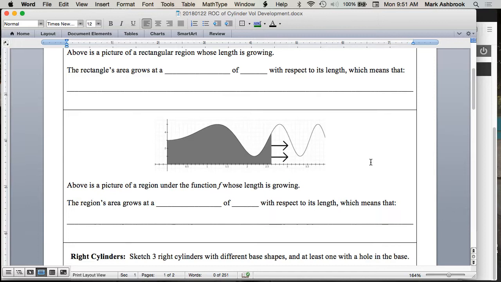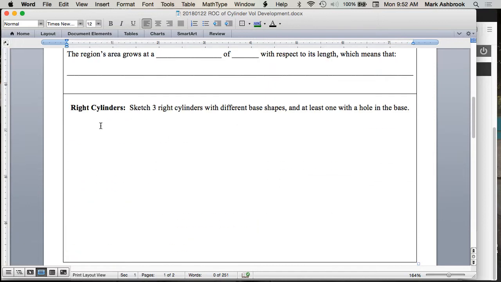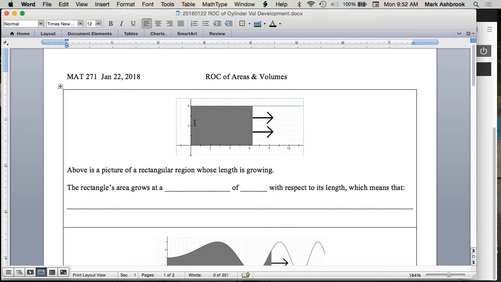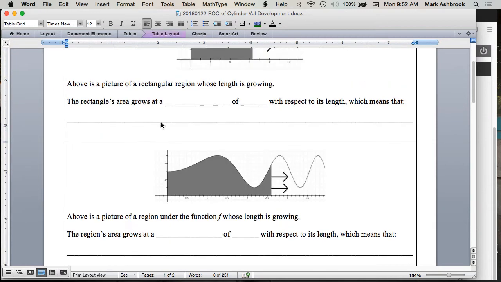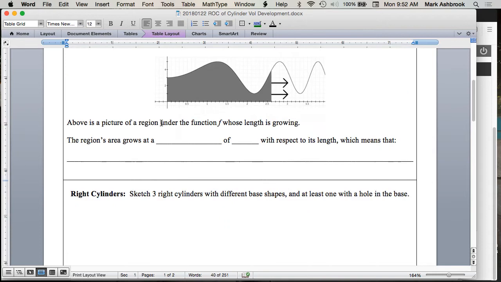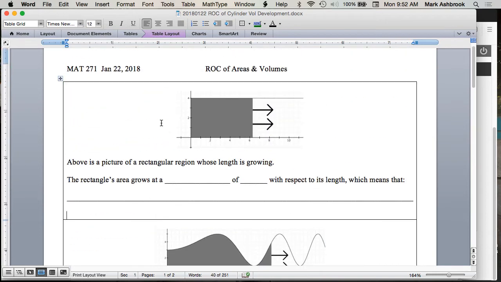So we'll just do the first 2 parts there. When you get to right cylinders, you can try it, but we'll talk about it after we discuss these first 2 parts of page 1. Then I'll explain a little bit to you about right cylinders, and then you can go from there. So just the first 2 boxes on page 1 should take about 5 minutes.